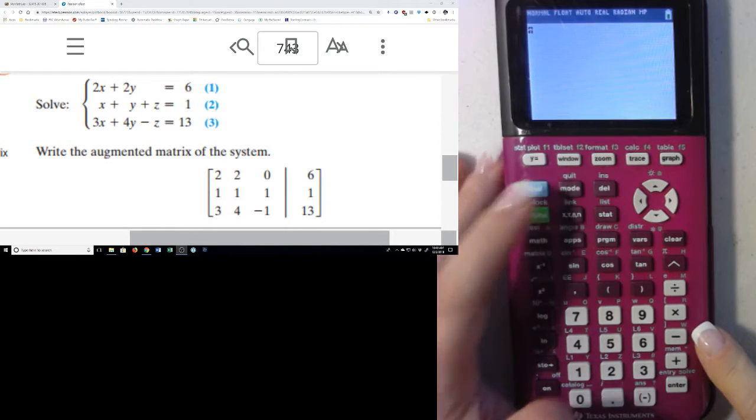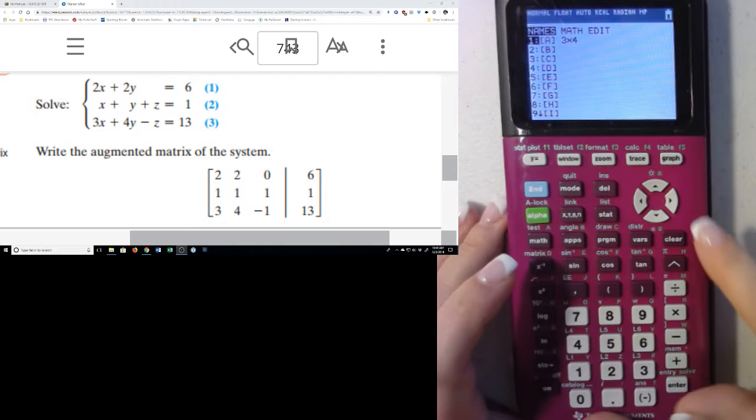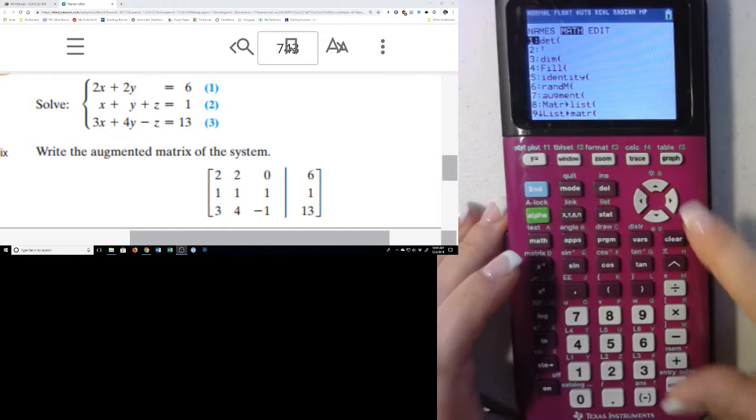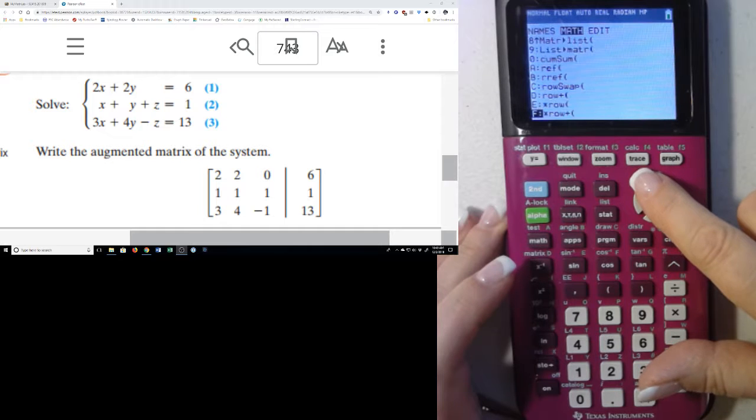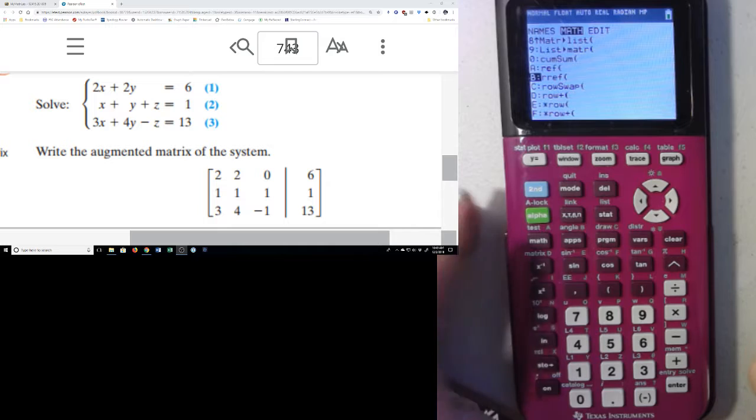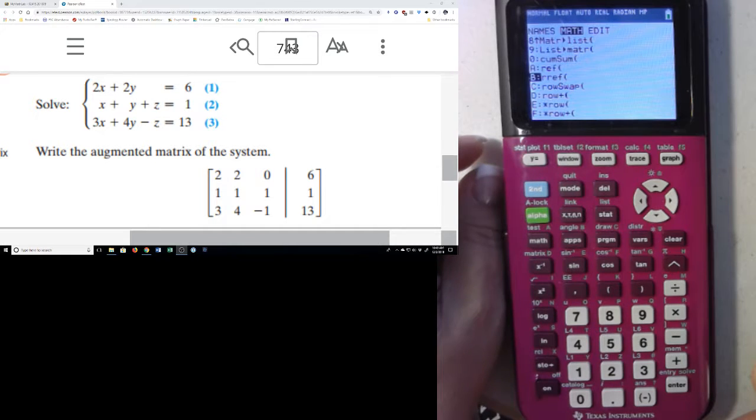Then go back into the matrix module, move over here to math. All right, now what we want to do is take this matrix to reduced row echelon form in just one step. So I'm going to use the up arrow key here, and I'm going to go to option B, RREF. RREF is reduced row echelon form. Pull that onto the home screen.